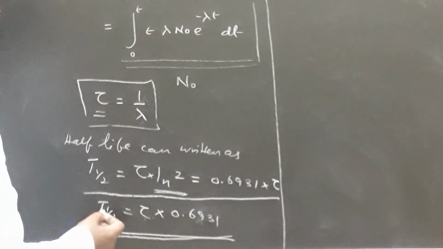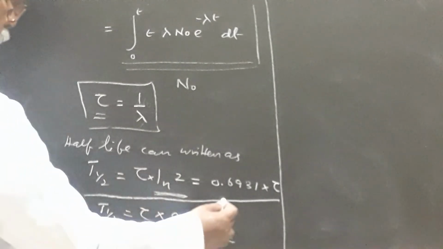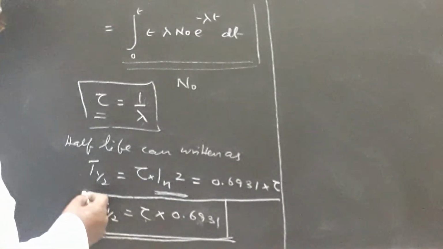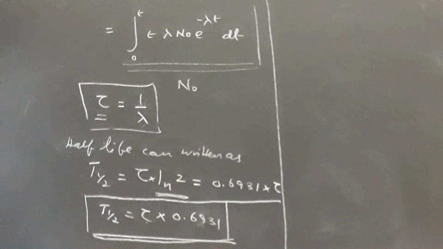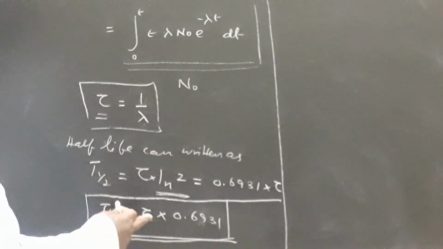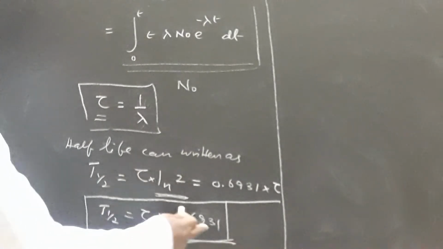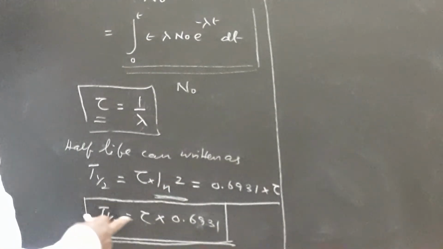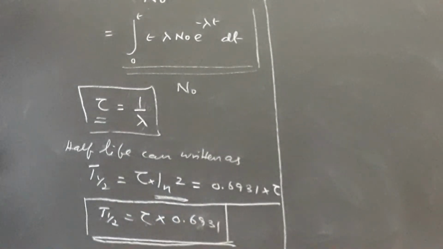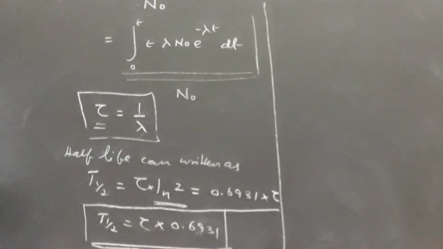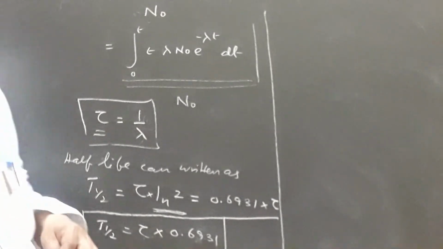This is half-life, this is called mean life. The relation between half-life and mean life is given by the equation: T half equals mean life multiplied by 0.6931. This is a famous equation that you have to understand.